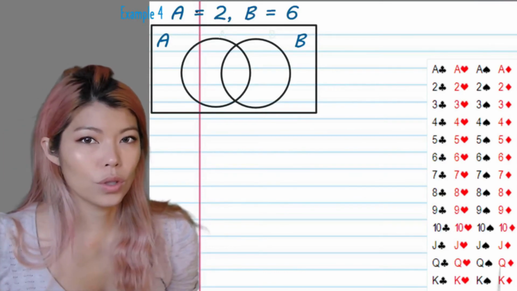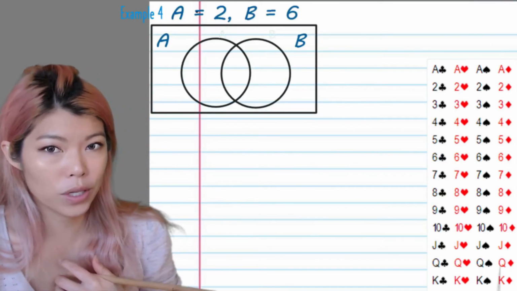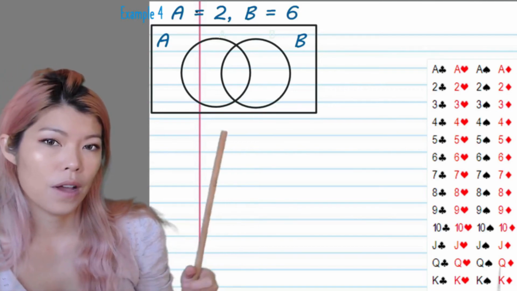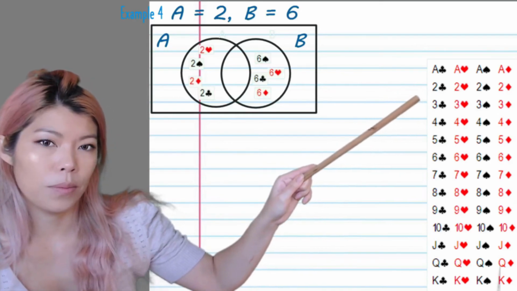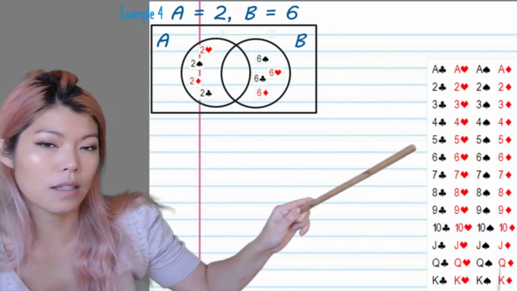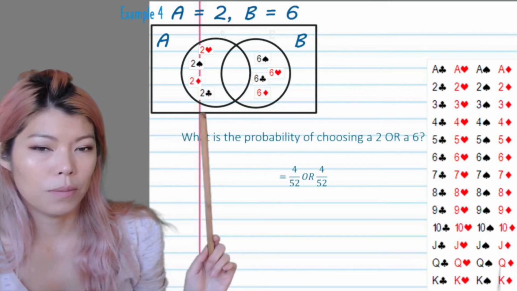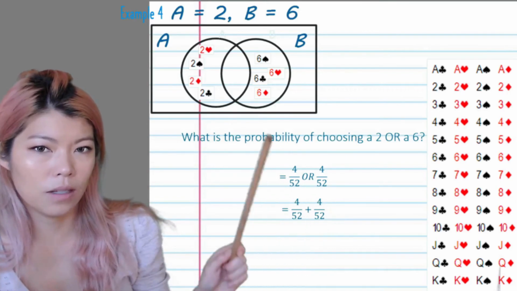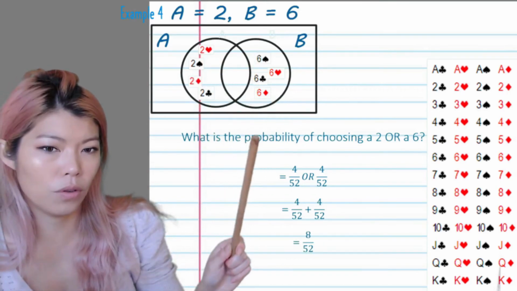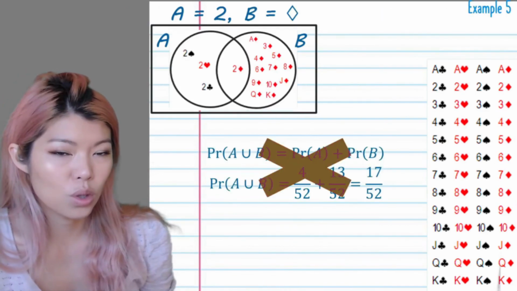Let's do 2 examples to be very clear about when you're mutually exclusive and when you're not mutually exclusive. So if the probability of A is obtaining a 2 over there, and the probability of B is obtaining a 6, then we can clearly see there is no intersection. So obtaining A or B is just A plus B, so 4 out of 52 plus 4 out of 52 means 8 over 52, which simplifies to be 2 over 13.